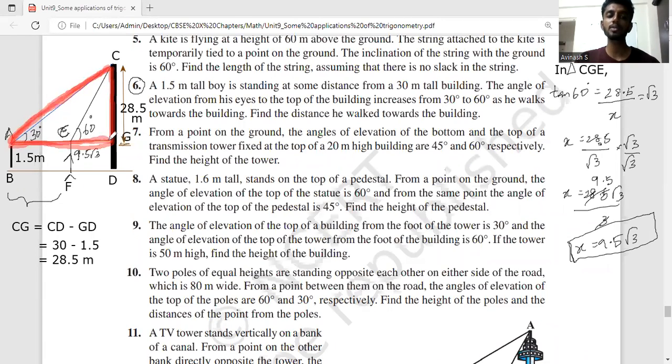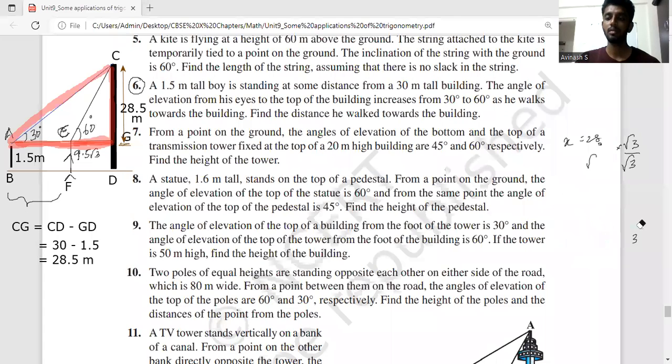The answer is, suppose we are supposed to find BF. The distance BF is what we are supposed to find. So let's see how this can be done. I'm erasing the steps on the right side, and let us now do the steps for triangle CAG.